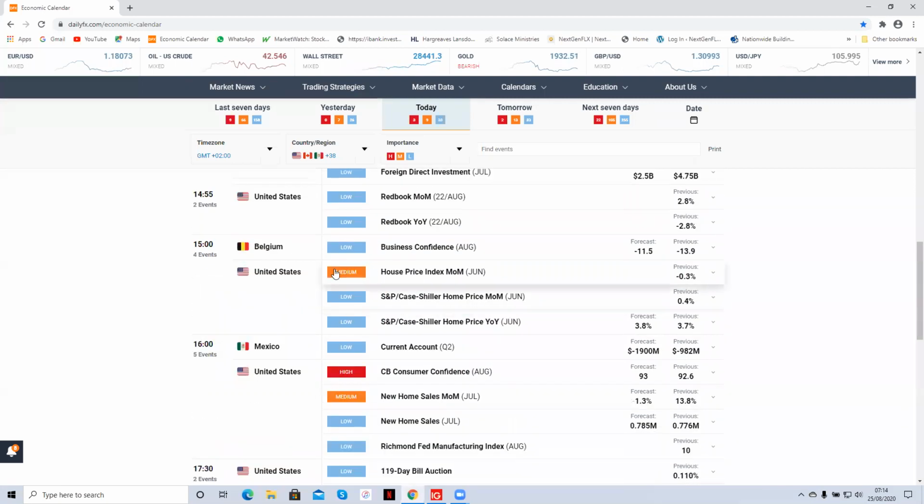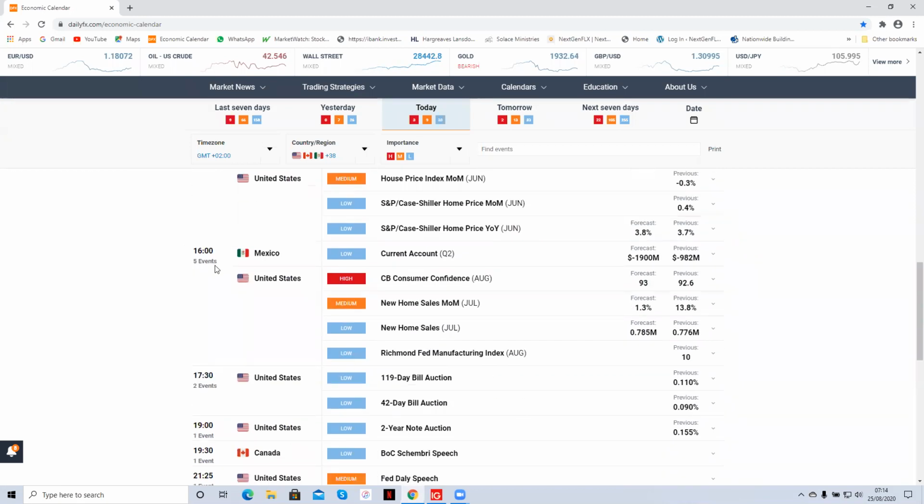And then again, like I said earlier, you note reports of medium importance. So this report of medium importance, the house price index, that won't stop you trading, but it can sometimes affect the market. So again, that's a good time to check your trades. And of course, we've got the one at 4 o'clock coming out, the last report of high importance. Then again, you definitely need to be checking the market around that time.